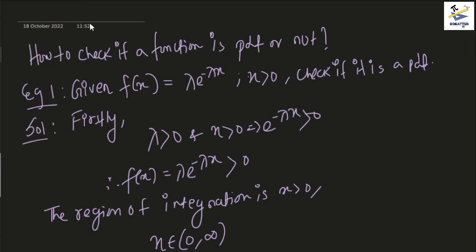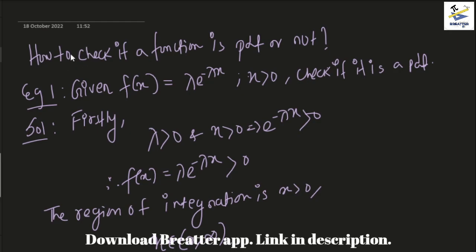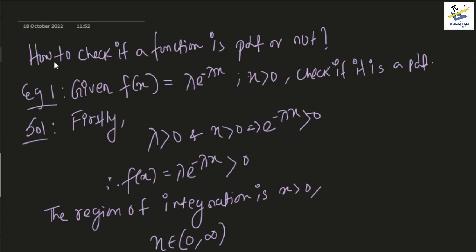So here I have already prepared a slide for this video to check if some functions are a PDF or not, and how to check them. And the examples that I have tried to take are from special distributions. So this video would be completely devoted to how to check if a function is a PDF or not.